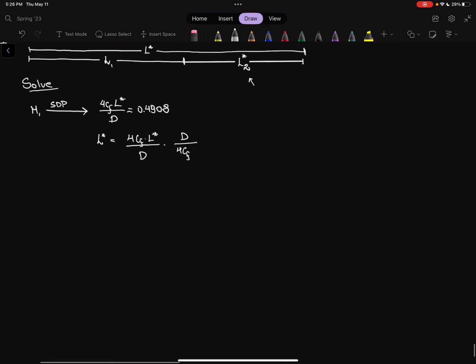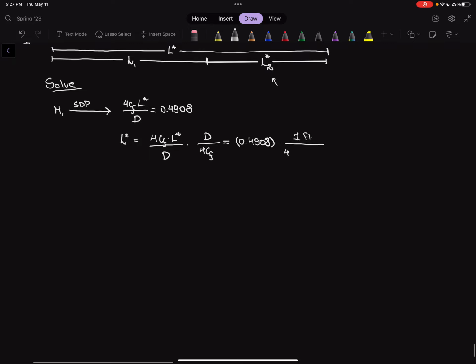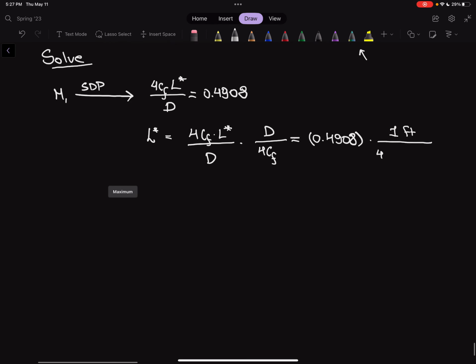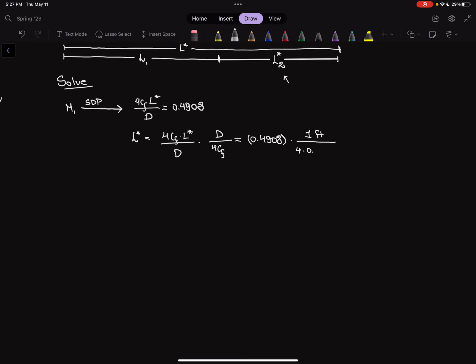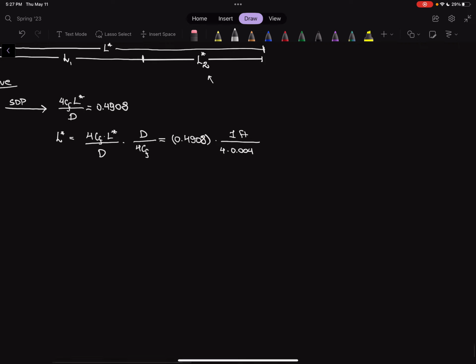And what we get out of that is what? 0.4908. That's non-dimensional, it doesn't have any units, multiplied by the diameter, which is 1 foot, divided by 4 times the coefficient of friction, which is 0.004. And it's a coefficient, so it does not have units. So we're going to get a length in feet. That makes sense, right?